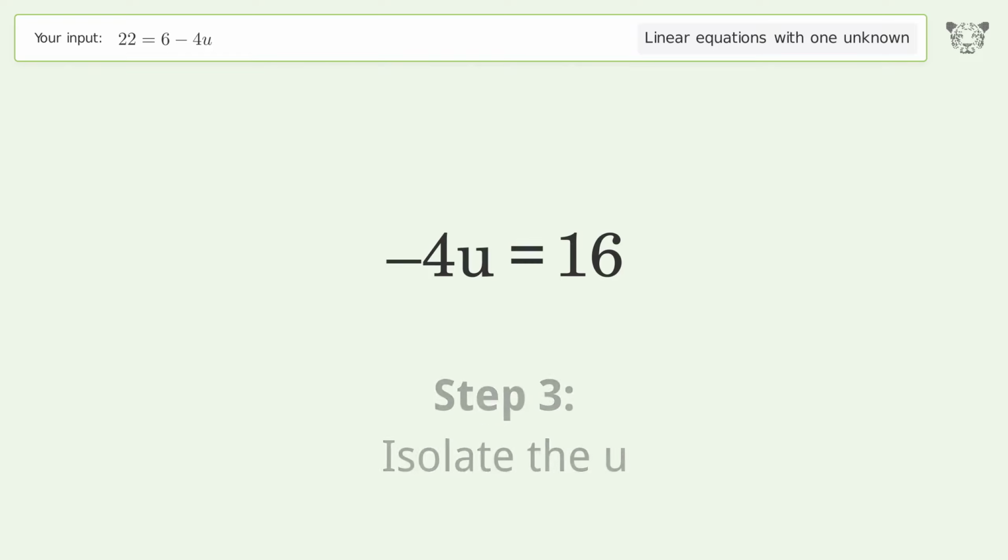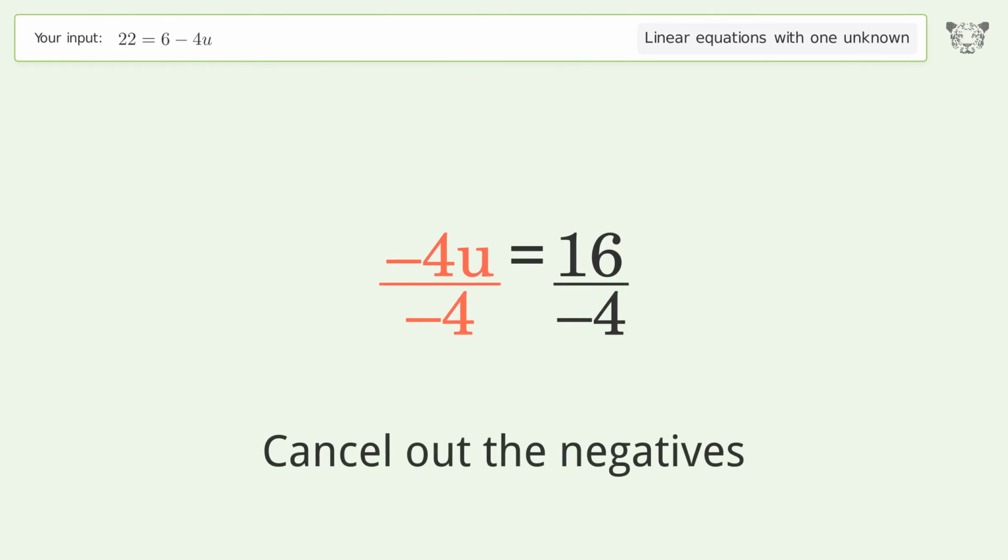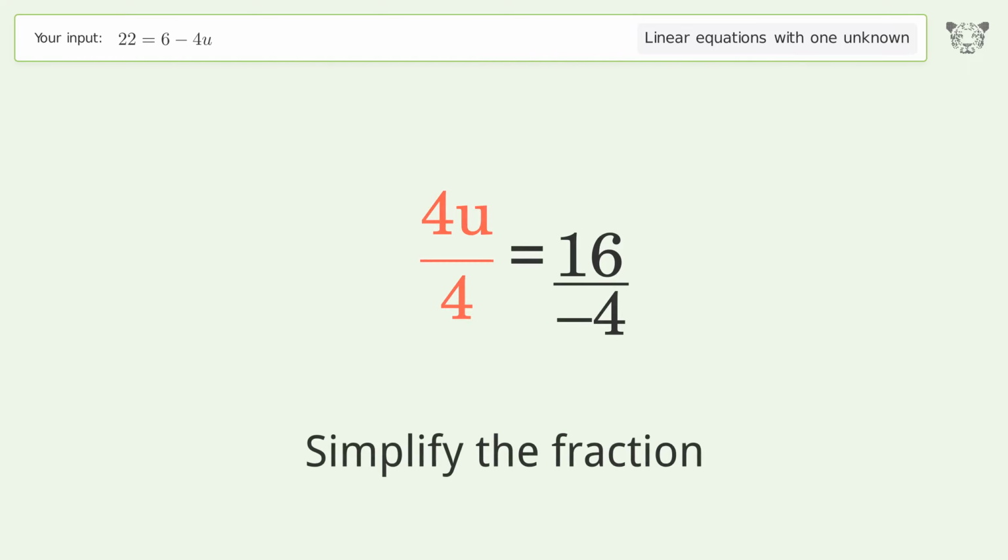Isolate the u. Divide both sides by -4. Cancel out the negatives. Simplify the fraction.